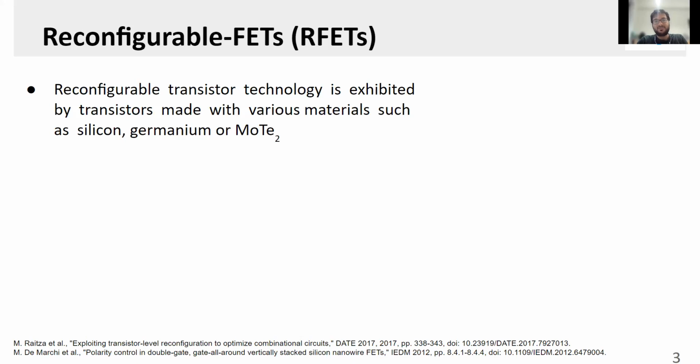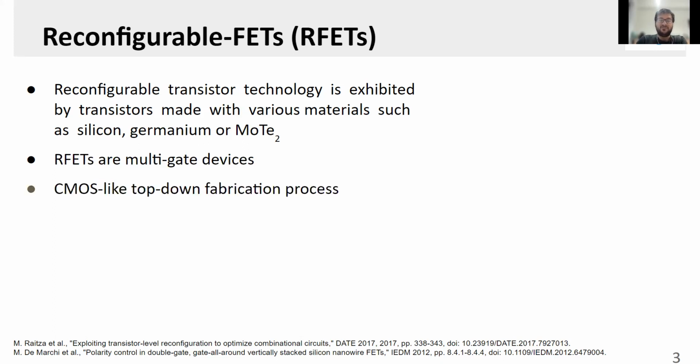Reconfigurable transistor technology is exhibited by transistors made with various materials such as silicon, germanium, or even complex materials such as molybdenum ditelluride. They are also available in various geometries, both one-dimensional such as silicon nanowire, graphene nanoribbons, etc., or 2D such as molybdenum ditelluride planar sheets and even graphene sheets. RFETs are multi-gate devices. That means that on a single channel of the transistor, we can have multiple gates stacked on each other. And it follows a similar CMOS-like top-down fabrication process.